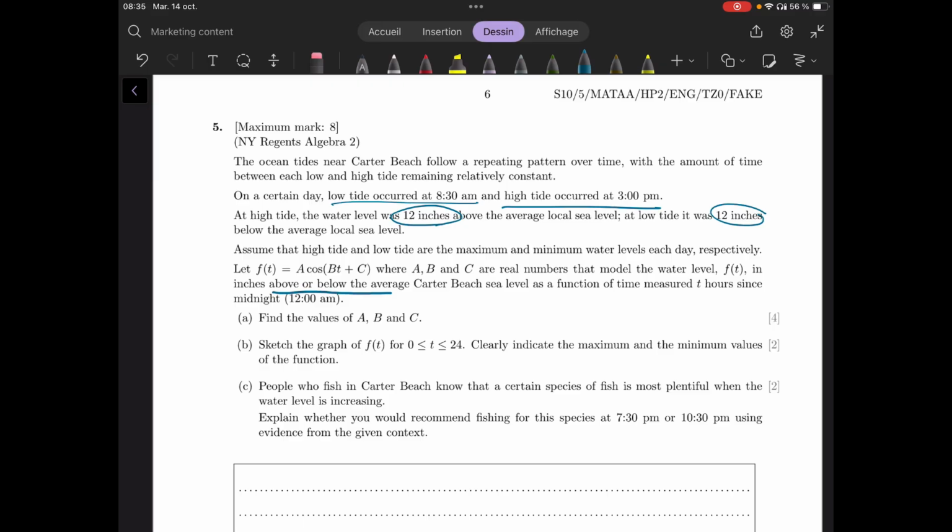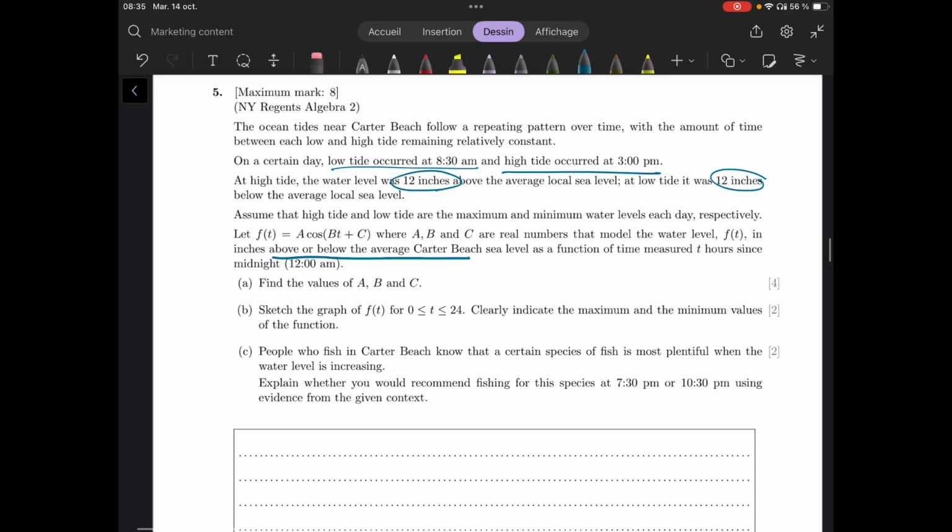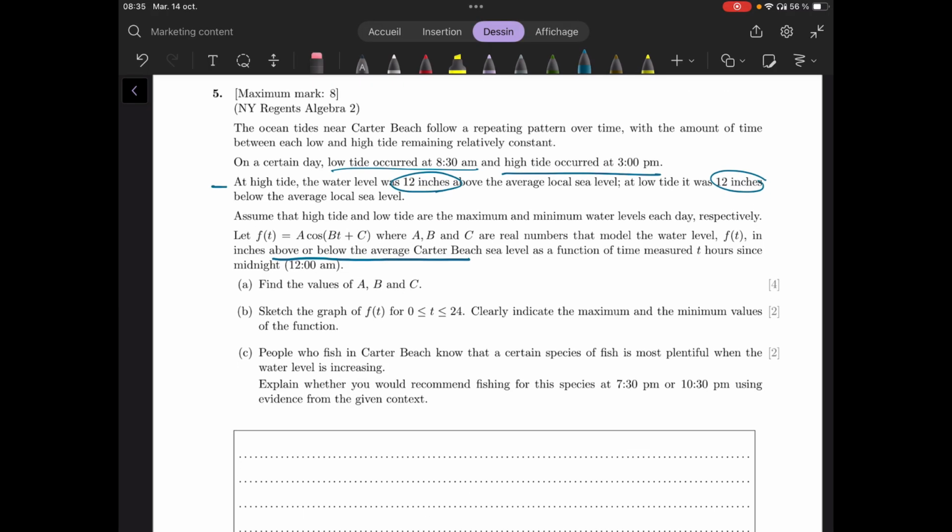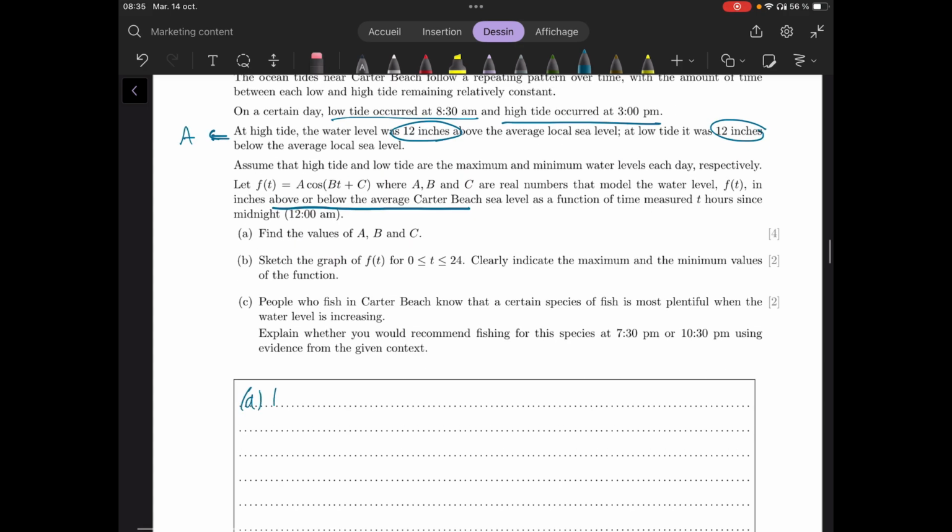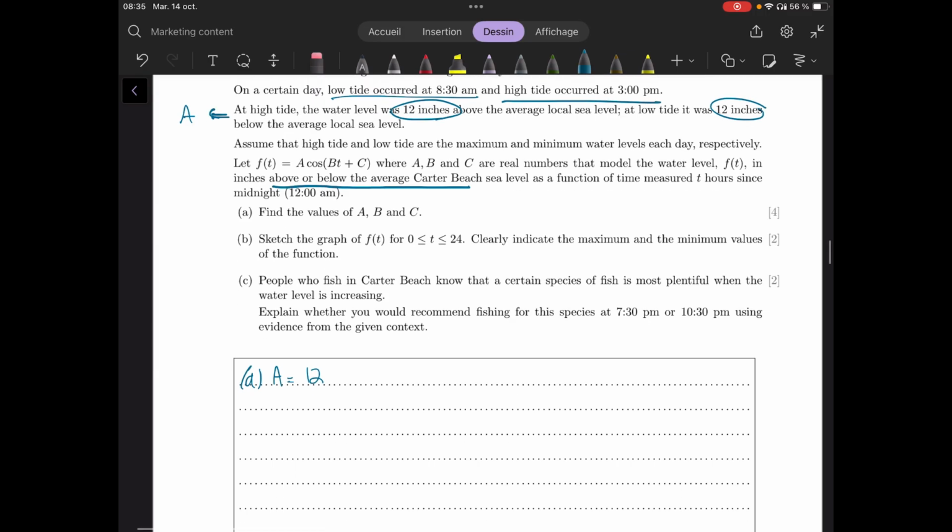F of t is a function of the height above or below the average. So right off the bat, this gives you your A. So A is equal to 12. B is 2 pi divided by the period.